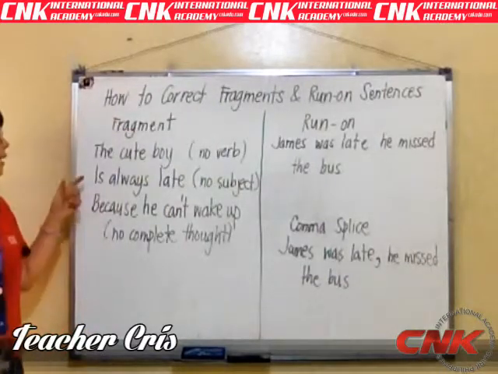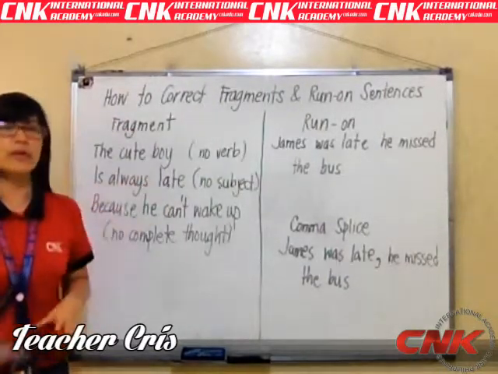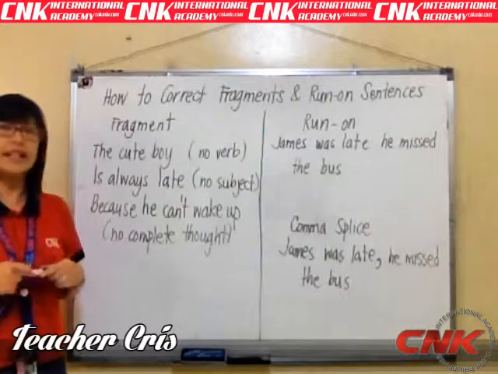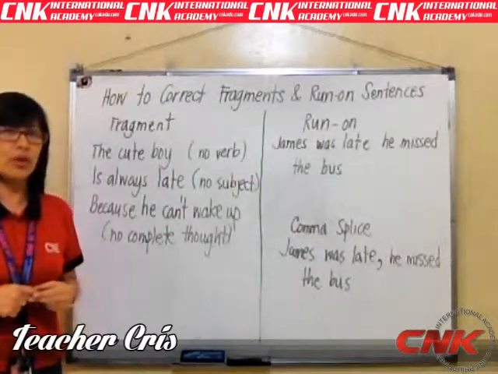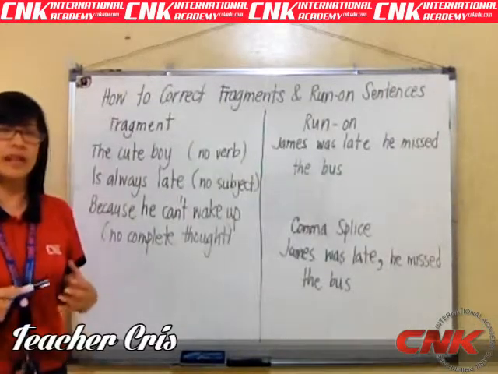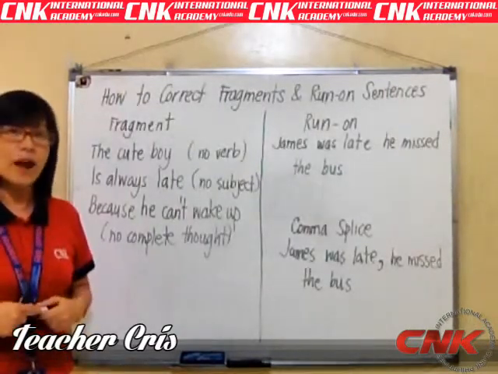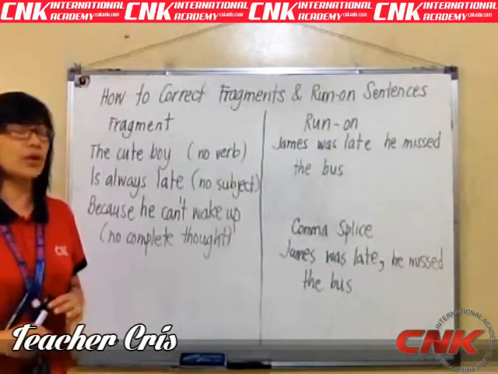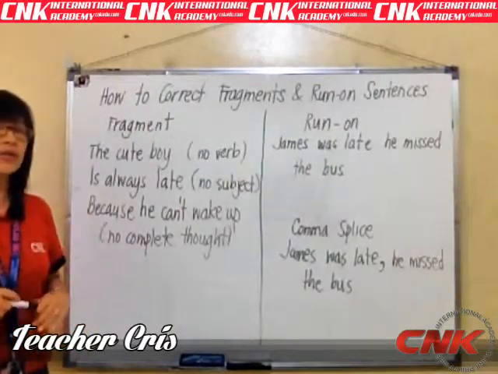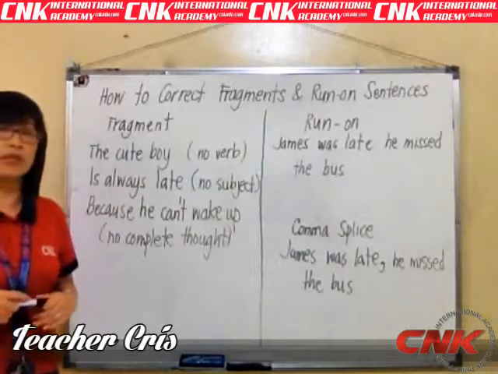Another example is "always late." So when we say "always late," in here you can obviously see that it has no subject. So when your sentence has no subject, it is considered a fragment. It is just a part of a complete sentence. So in that way, what do you need to do? You have to add a subject.